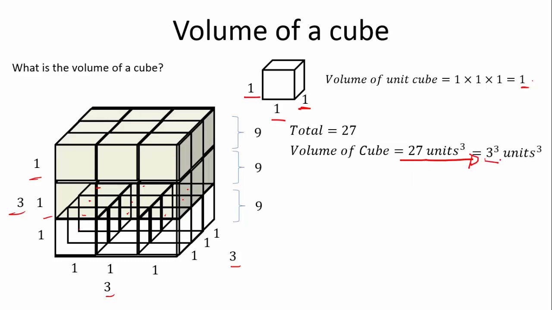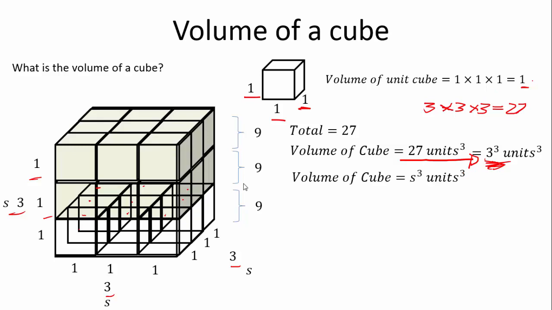27 is the same as 3 to the power of 3. You know your powers times table, as it were. So you know that 3 to the power of 3 is 27, because remember that is 3 multiplied by 3 multiplied by 3, and that is equal to 27. So the volume of the cube is s cubed units cubed. Remember, you've got to say the units cubed.